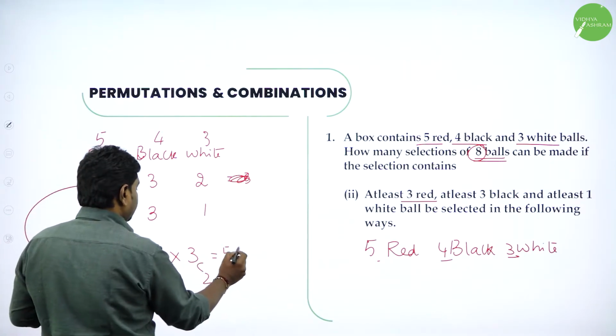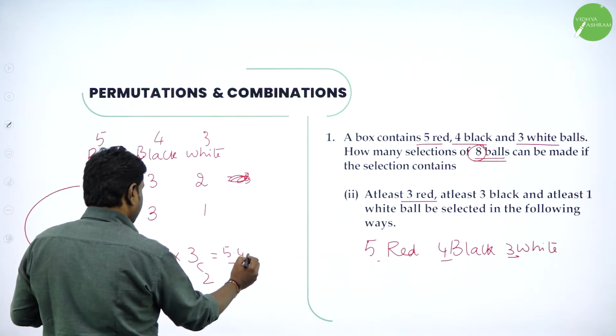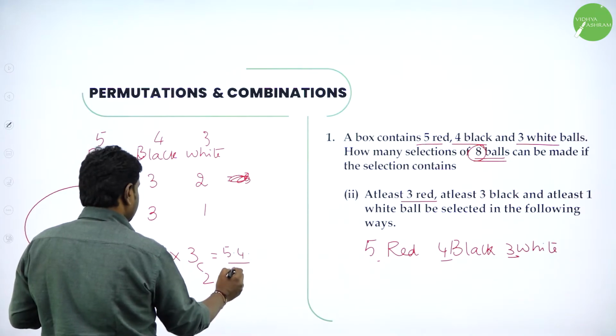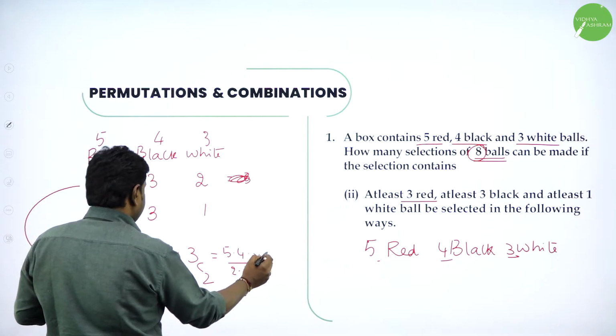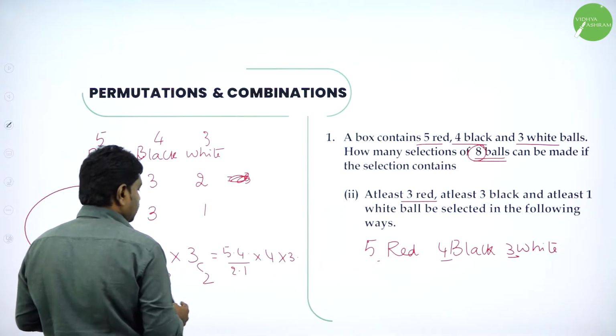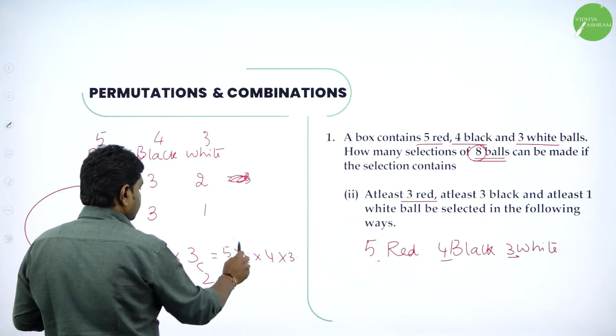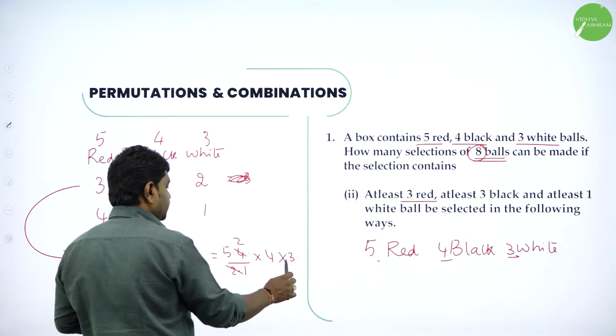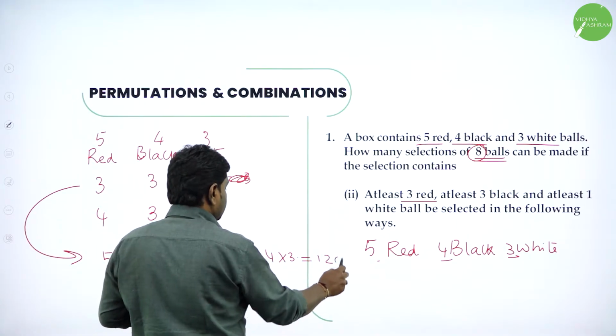5C3 is 5 into 4 divided by 2 into 1, same as 5C2. 4C3 is same as 4C1. 3C2 is same as 3C1. So 2 1s are 2, 2 2s are 4, 5 2s are 10, 10 4s are 40, 40 3s are 120. So one case we got 120.